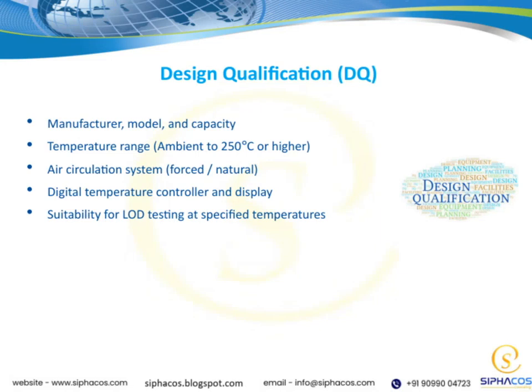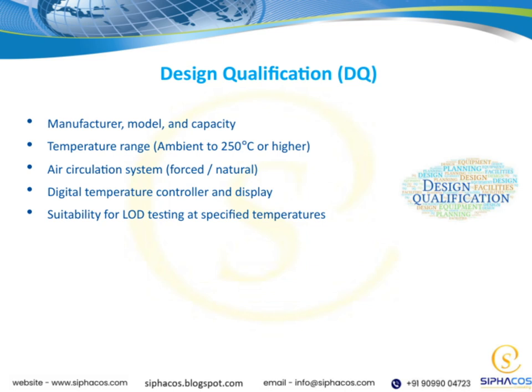Let's take a closer look at design qualification, or DQ, which is a crucial step in ensuring our equipment meets our specific testing needs. First, we need to specify the manufacturer, model, and capacity of the equipment. This helps us confirm that we're selecting a system with the right capabilities and reliability. Next, the temperature range is vital, typically from ambient conditions up to 250 degrees C or even higher if needed. This range ensures that the equipment can handle the temperatures required for our testing protocols without any issues.